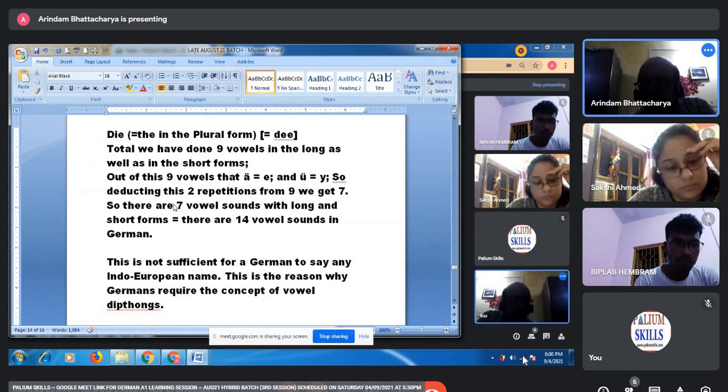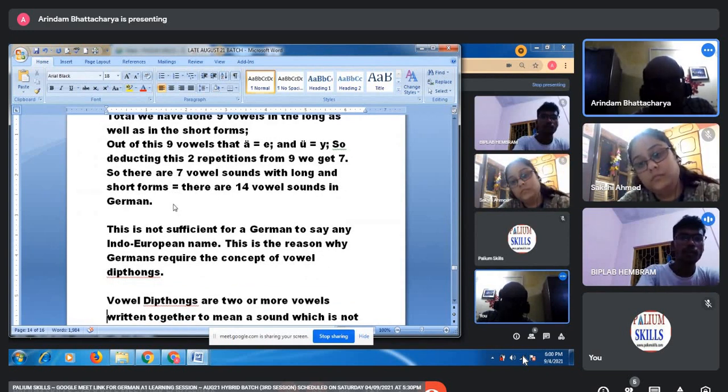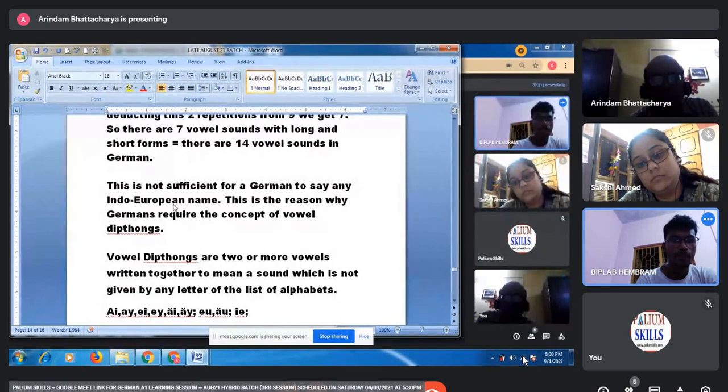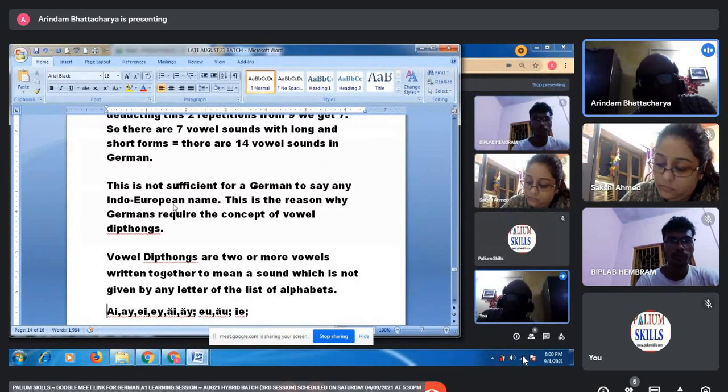Clear? Clear, Biplab? Yes, sir. So vowel diphthongs are two or more vowels written together to mean a sound which is not given by any letter of the list of alphabets.